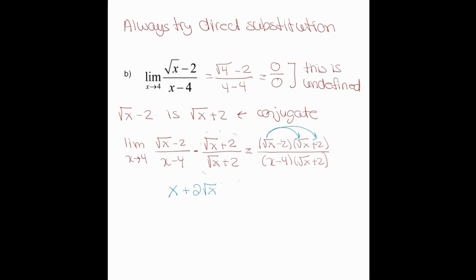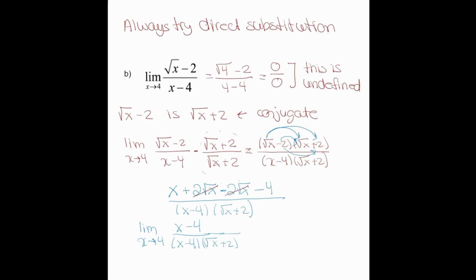Now we're going to do the other two. So negative 2 times the root of x gives us minus 2 the root of x. And negative 2 times positive 2 gives us negative 4. Nothing has changed on the bottom. We have x minus 4 times root of x plus 2. So now we can see that the positive 2 root x and the negative 2 root x cancel each other out. So we are left with the limit as x approaches 4 of x minus 4 over x minus 4 times the root of x plus 2.